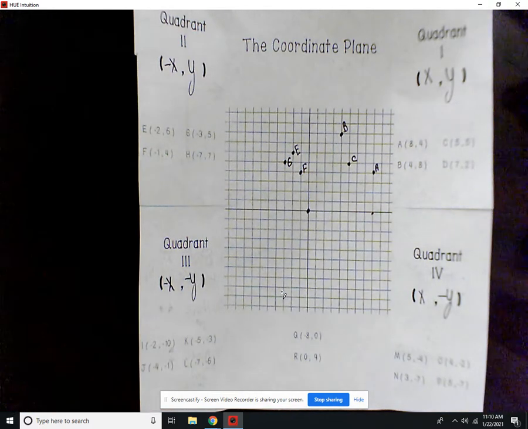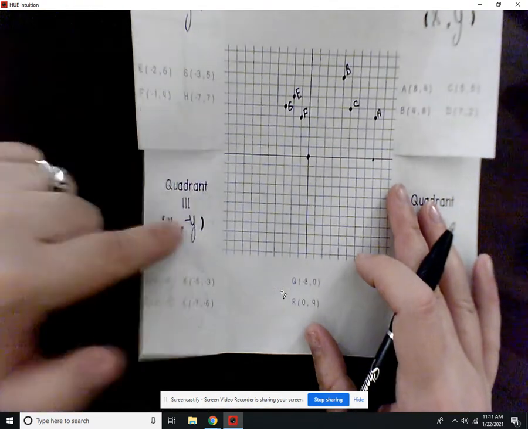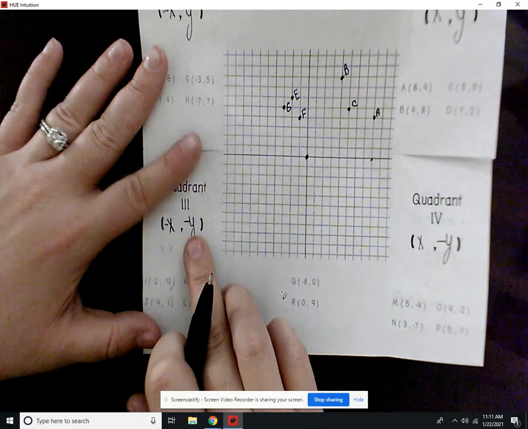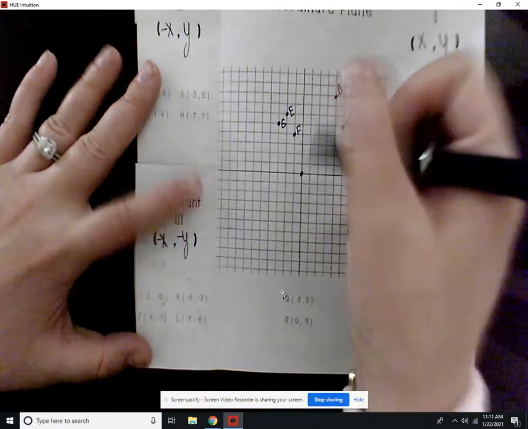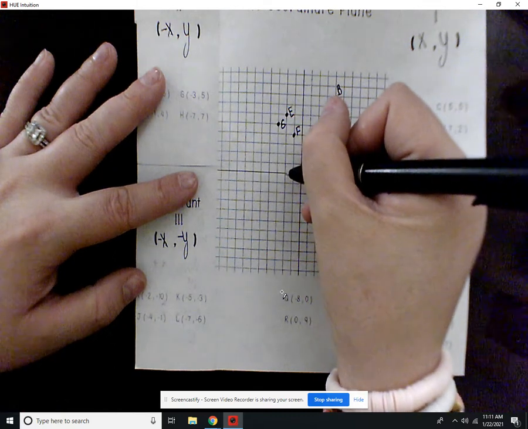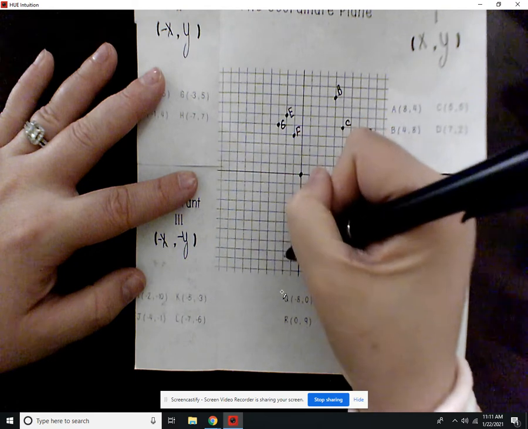Okay, and I want you to try letter H by yourself. All right, so quadrant 3, so these are both negative. So we'll go to the left for negative, we'll go down for negative y. So we'll go over to negative 2, 1, 2, down to negative 10. 1, 2, 3, 4, 5, 6, 7, 8, 9, 10.